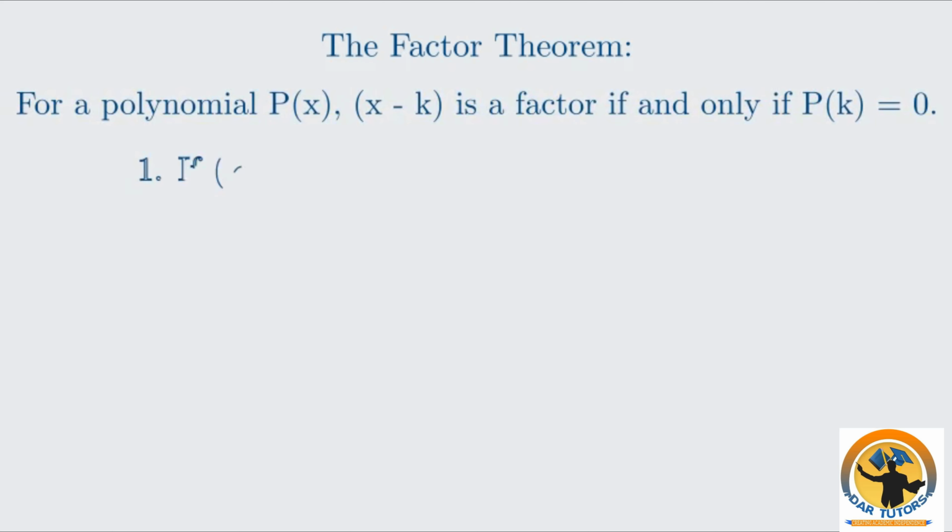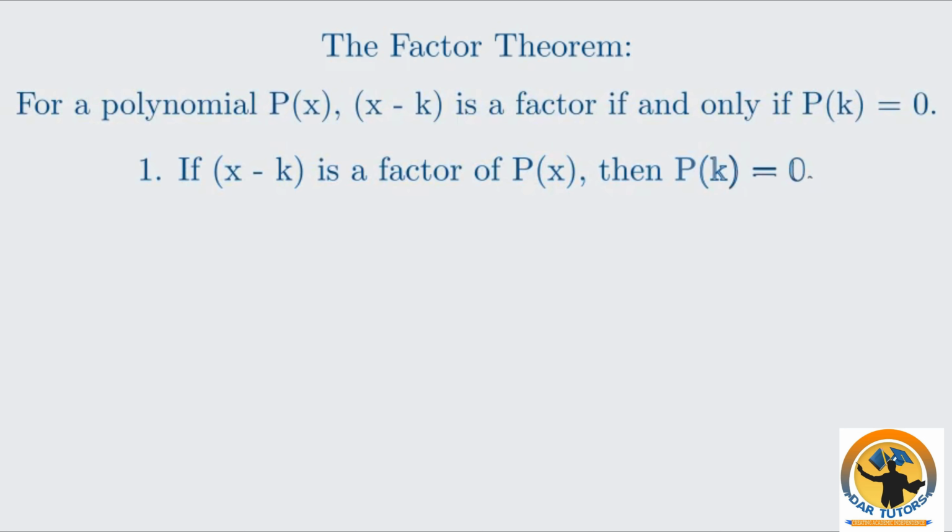First, if x minus k is a factor of p of x, it means that when you divide p of x by x minus k, the remainder is 0. By the remainder theorem, this remainder is p of k. Therefore, p of k must be 0.